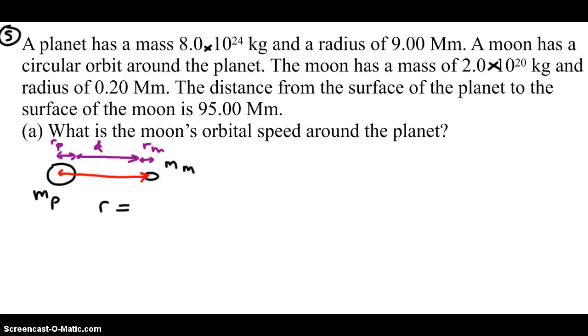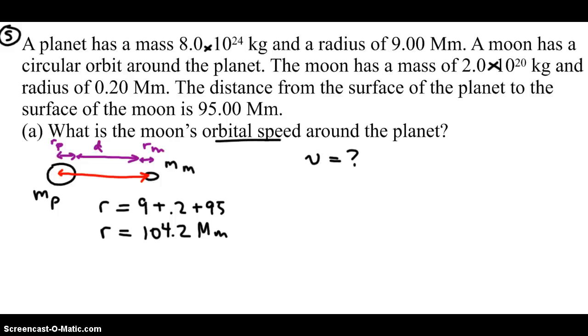And that distance from center to center, r, is 9 megameters plus 0.2 plus 95. So that's going to be 104.2 megameters. I'm going to find the orbital speed, once again. I find the orbital speed by saying, hey, this thing which is moving in a circle feels a force of gravity and nothing else. Gravity provides the centripetal force.